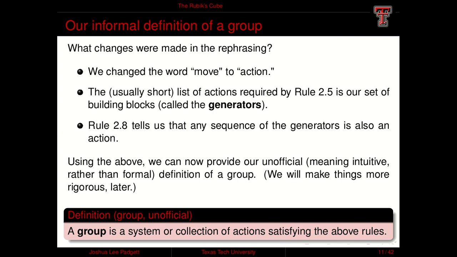So, with the above, we'll simply give our unofficial definition of a group, which is really something that's intuitive, not something that we can do lots of rigorous proofs with. And it's that a group is simply a system or collection of actions that satisfy the above rules. And what we'll do later is we'll actually give a much more formal definition with which we can do lots of interesting proofs, but for now we're trying to build intuition.